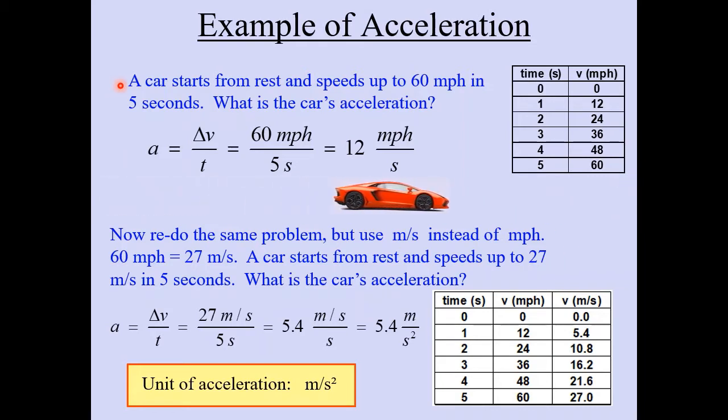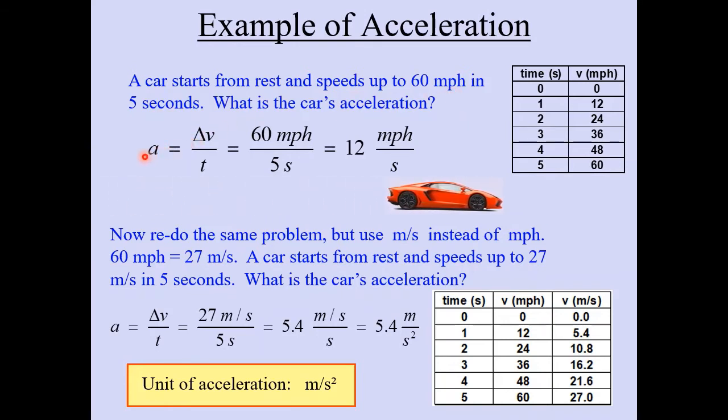So let's say you're in your car and you start from rest. So you might be at a stoplight and the light turns green. So you hit the gas and your car speeds up to 60 miles per hour in just 5 seconds. All right, this would be a pretty fast car. So we want to calculate what is the car's acceleration. So we're going to use these units of 60 miles per hour for speed and seconds because we're sort of familiar with miles per hour.